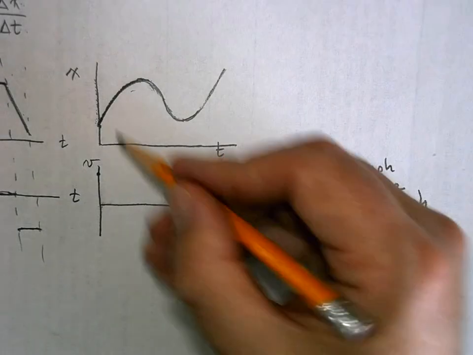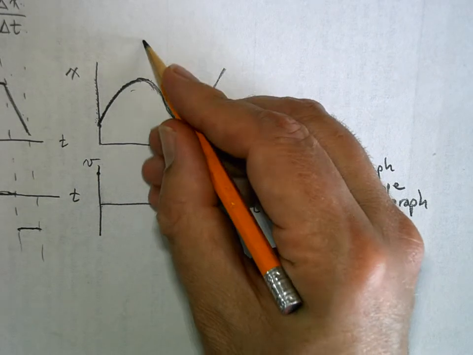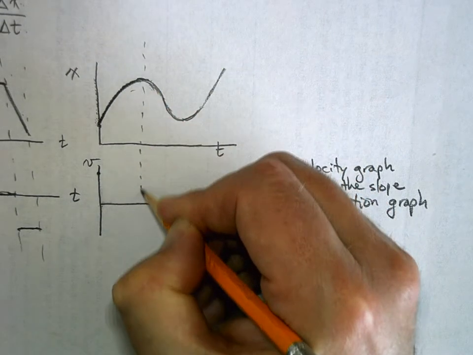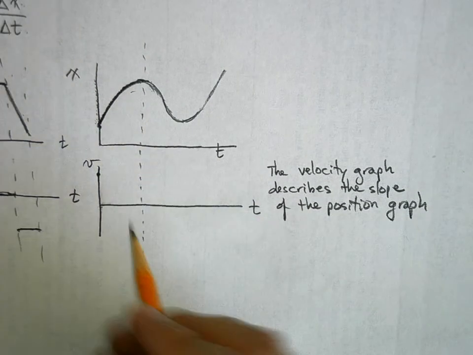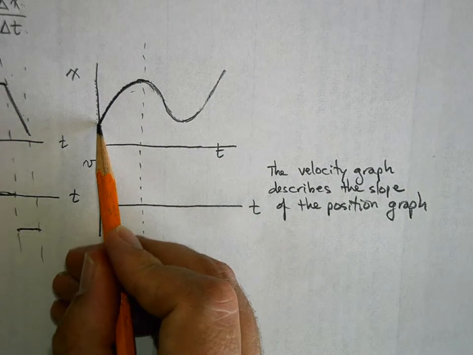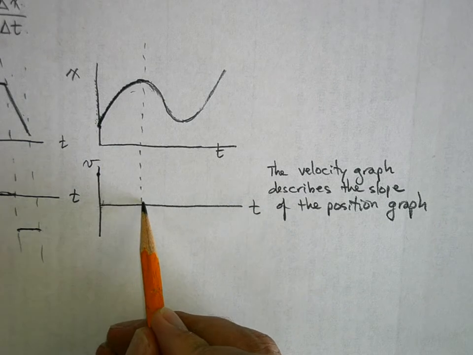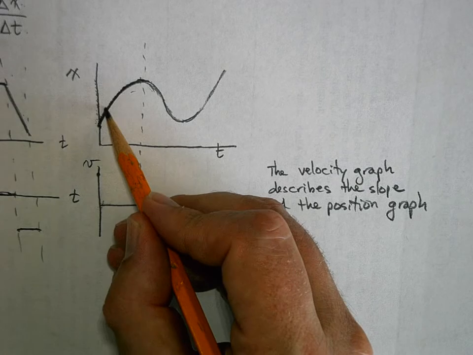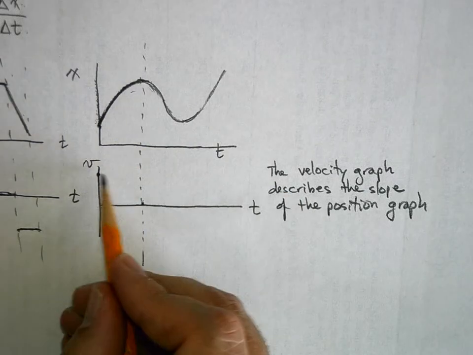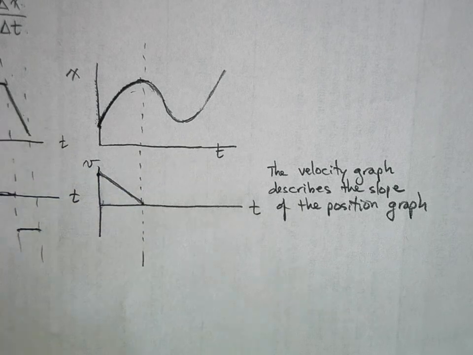So here we have a steep positive slope. And then right here, the slope is 0. So one thing I do is I say, okay, here at this time, the slope is positive. So I put a positive value. And here it's 0. And it gradually decreases to 0. So the velocity is going to kind of look like this.